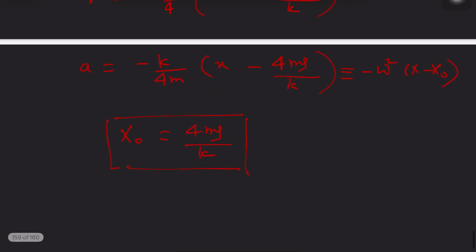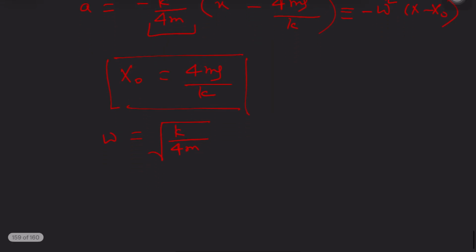And after that, if we want to find out the time period, we know omega square is k by 4m. So omega is equal to under root of k by 4m. So the time period is equal to 2 pi under root of 4m by k. I hope this is very easy for you to understand.